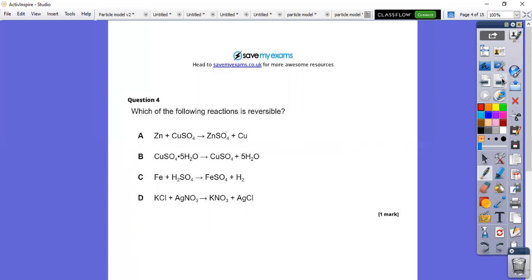Is it A? Okay. So you've gone for zinc plus copper sulfate, forming zinc sulfate plus copper. This here is actually known as a displacement reaction. And it is not reversible. Sometimes also referred to as a redox reaction.